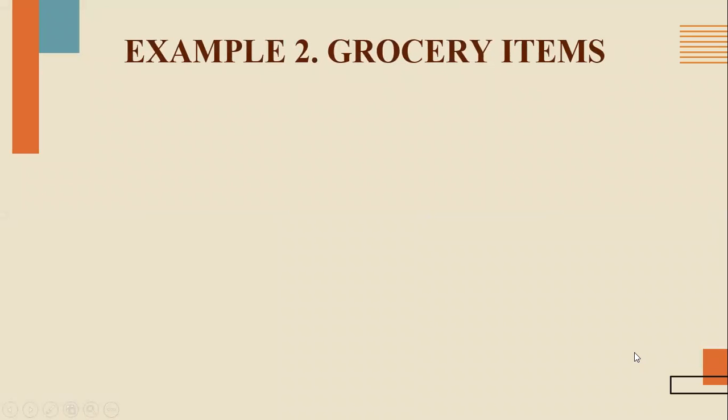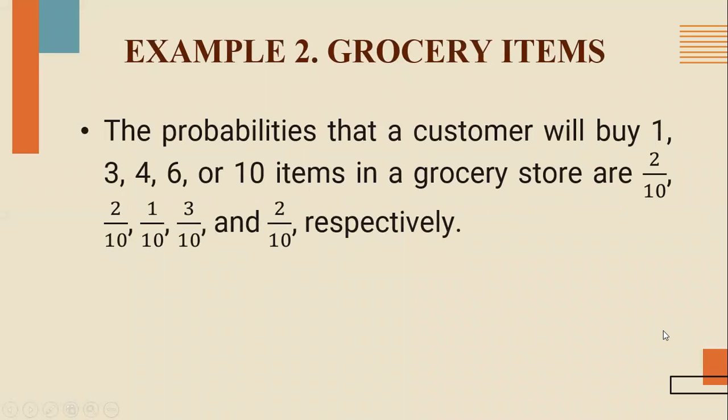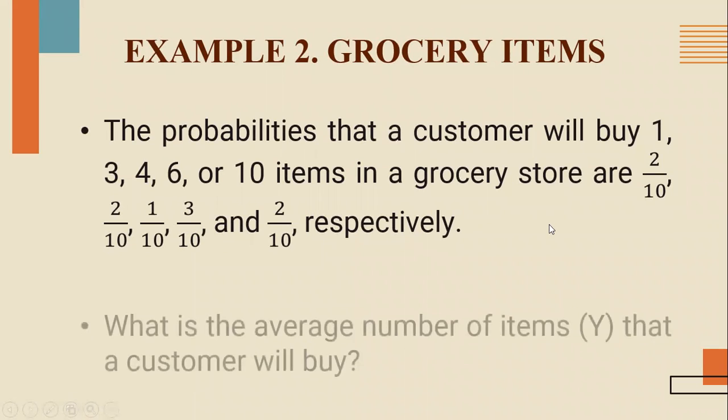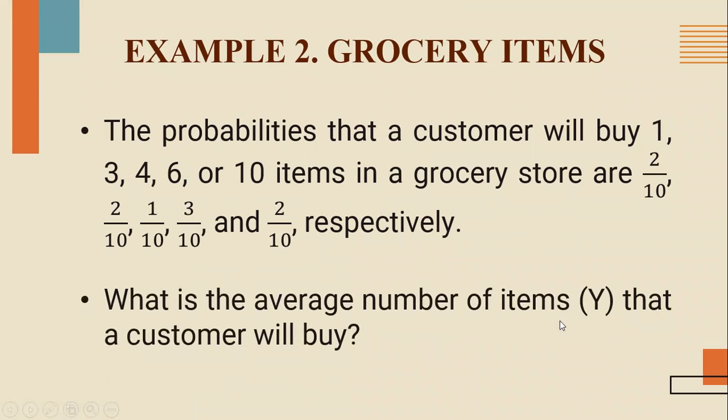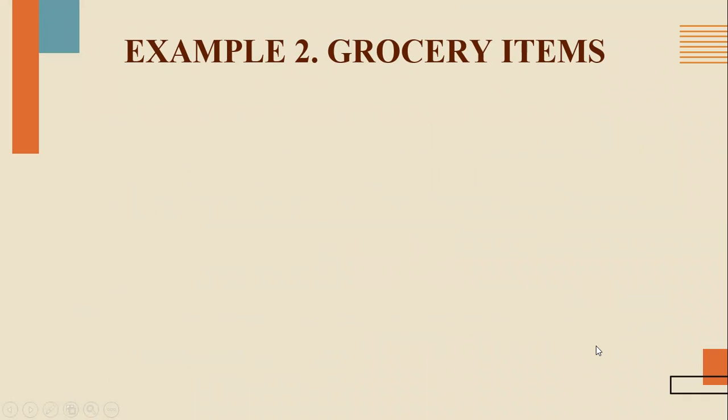Let's have the next example, which is about grocery items. The probabilities that a customer will buy 1, 3, 4, 6, or 10 items in a grocery store are 2 over 10, 2 over 10, 1 over 10, 3 over 10, and 2 over 10 respectively. What is the average number of items, Y, that a customer will buy?